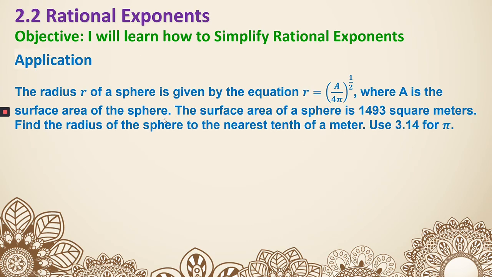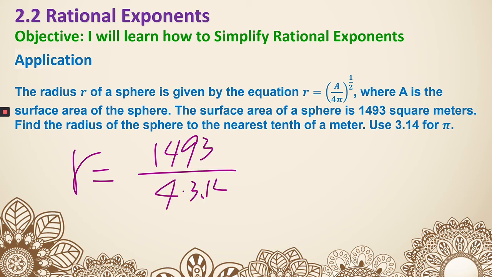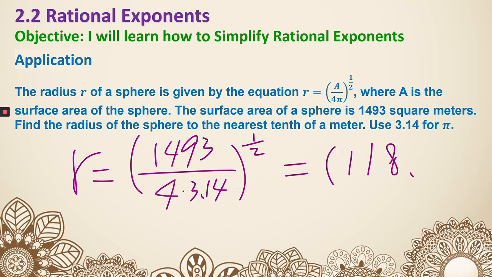Lastly, we have an application problem. So we have the radius, and the surface area is given as 1493. We know pi is 3.14. Let's replace. So r is still there because we're solving for it. The area is 1493. Then we have this 4 times 3.14 on the bottom, but we still have this raised to the 1/2 power. Now, if you type in your calculator 1493 divided by 4 times 3.14, that is going to give you 118.87. We do need to round it.